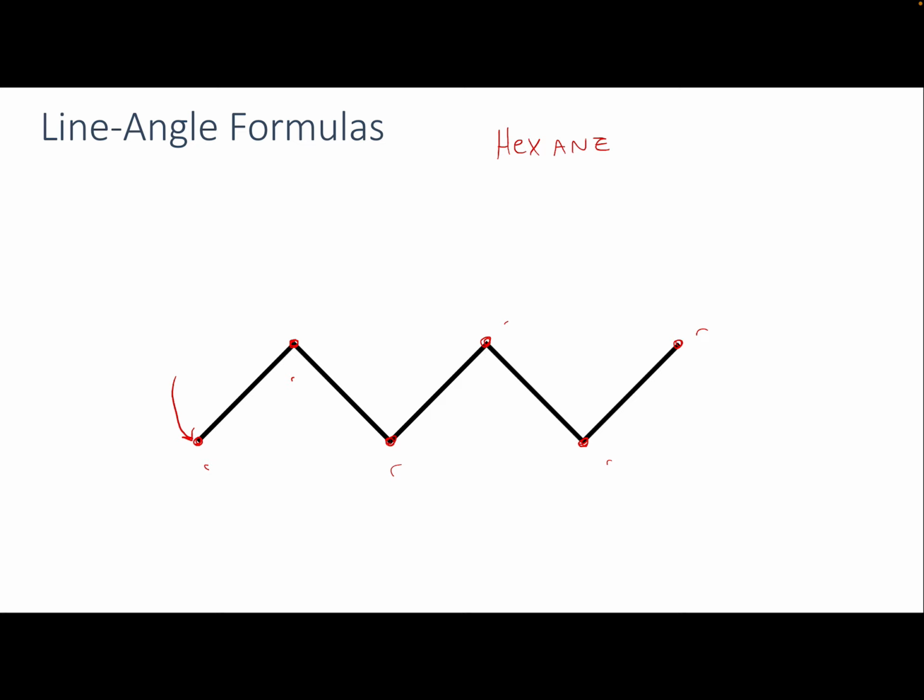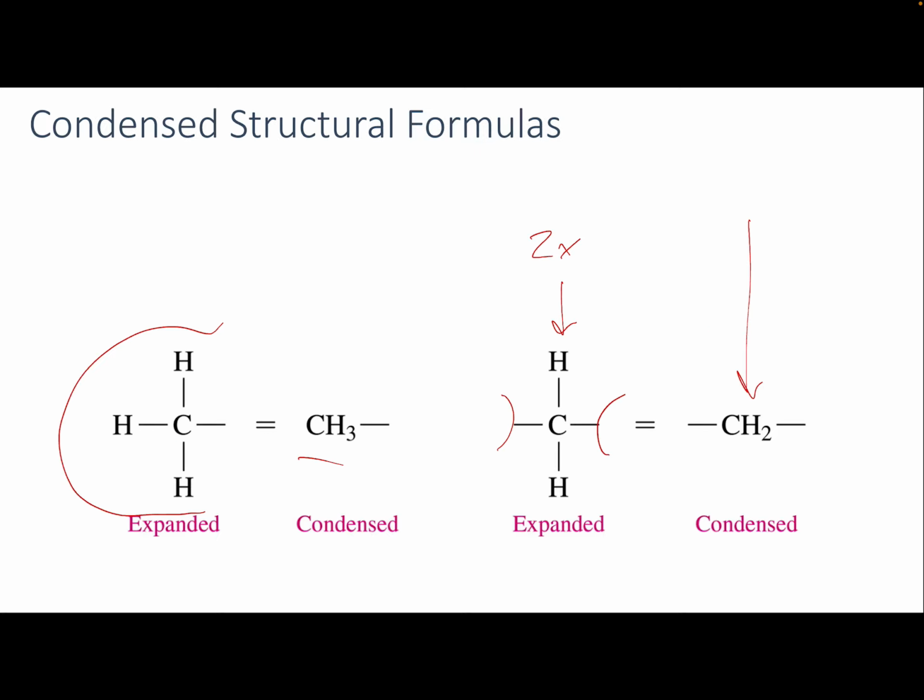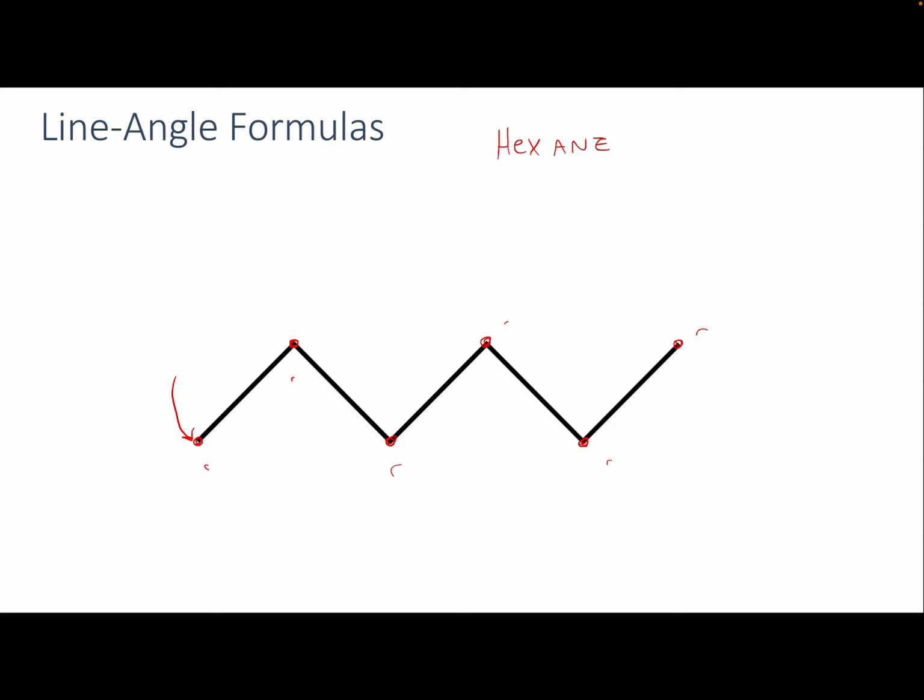So at the end, we already saw from the expanded and the condensed, the ends are always CH3s, and the middles are always CH2s. Well, that's what's happening here too. This is a CH3, and this is a CH3, because they are on the end. Everything else is a CH2. The hydrogens here are implied. Since we know hydrocarbons have carbons and hydrogens, and we know all the bonds are single, it's easier to draw a zigzag and have it represent hexane than to draw out 6 carbons with a bunch of H's, or even worse, draw out the expanded formula. So line angle formulas are really convenient.